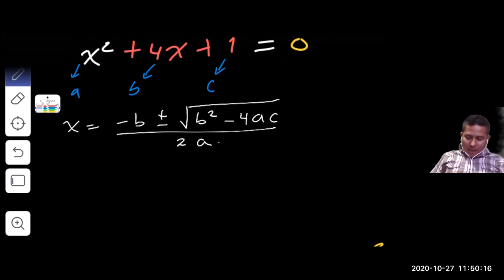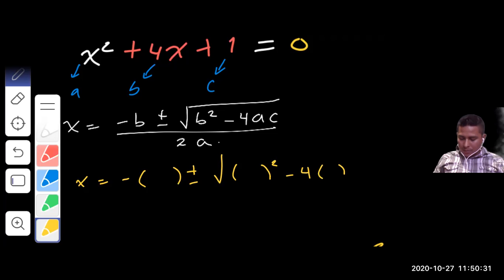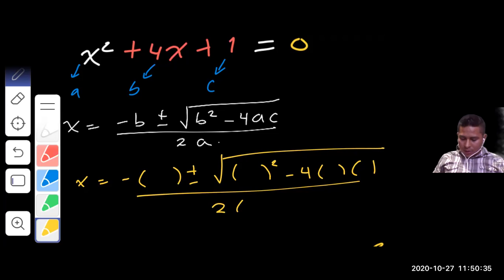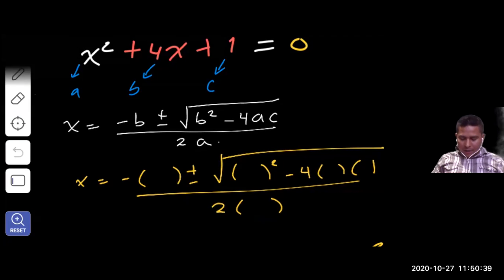With this information on our hands, guys, we're able to substitute. When substituting, we need to put parentheses in order to avoid mistakes. So I'm gonna put parentheses in all of these variables. Negative, parentheses, 4, parentheses, all over 2A, which I'm also gonna represent with parentheses. I'm gonna give you some time to do that.